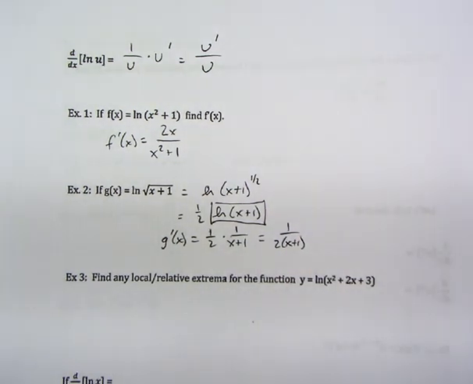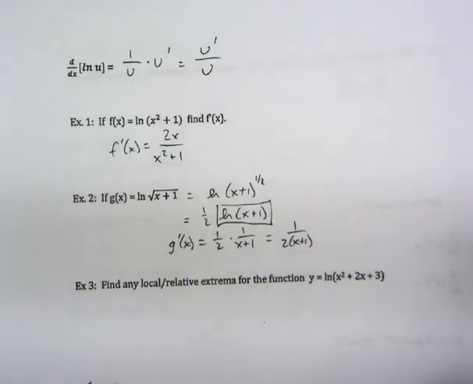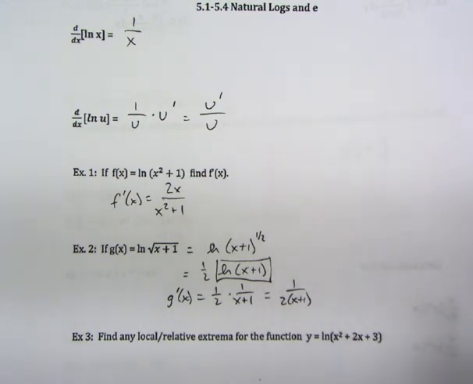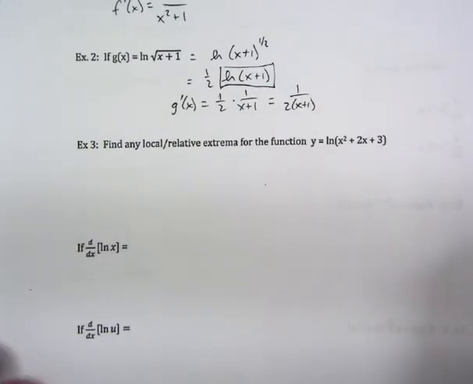There it is. We'll skip 3 for right now. So that's the derivative of natural log. It's u prime over u. And now what we're going to do is integrate. So we're going to kind of go in both directions in this chapter.